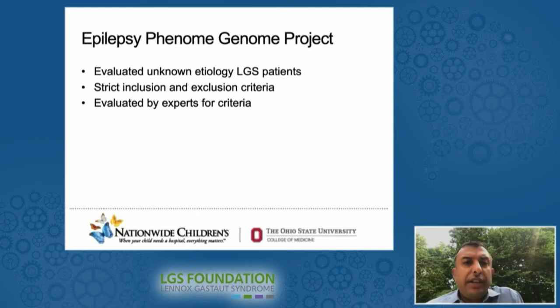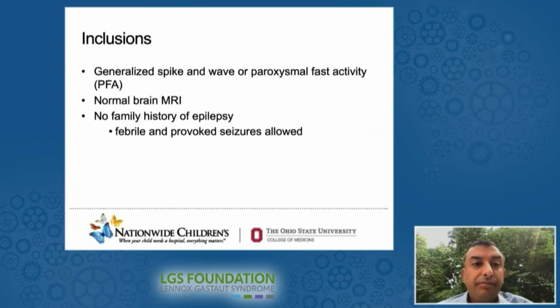So when you look at this paper, the Epilepsy Phenome Genome Project took a lot of the patients who had an unknown etiology for their LGS diagnosis. They had strict inclusion-exclusion criteria, which I'll talk about. They also were evaluated by a panel of experts to make sure that they met the inclusion-exclusion criteria. So this was done independently. It's very similar to what's done now in many of the studies that are ongoing for treatments related to Lennox-Gastaut syndrome or even epilepsy syndromes such as Dravet.